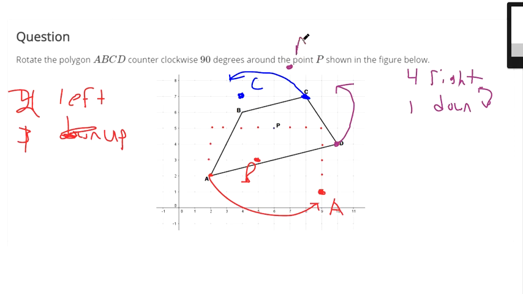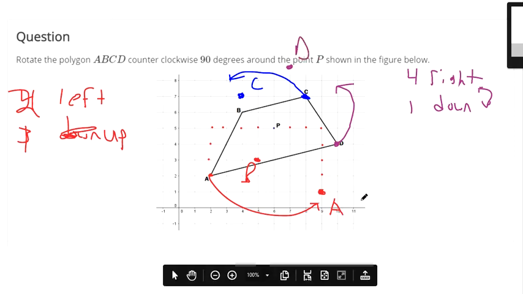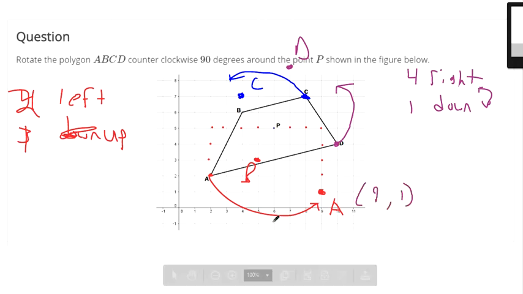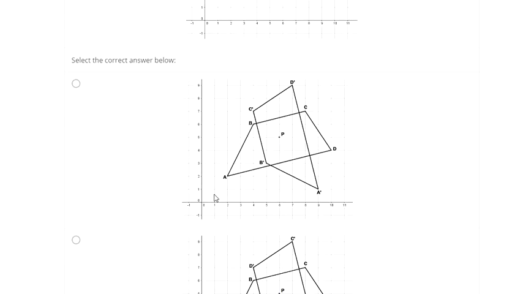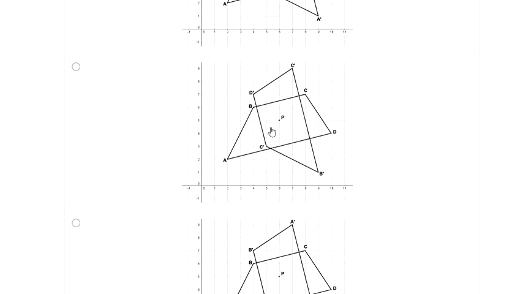And one thing you might do is write down those coordinates so you can help with the multiple choice. Like A is supposed to be 9, 1. B is supposed to be 5, 3. So let's see if we can find those in the multiple choice. 9, 1, and then I forgot what B was already. 5, 3. So this one works. This is good so far. Let's check the other ones and see if we can rule them out.